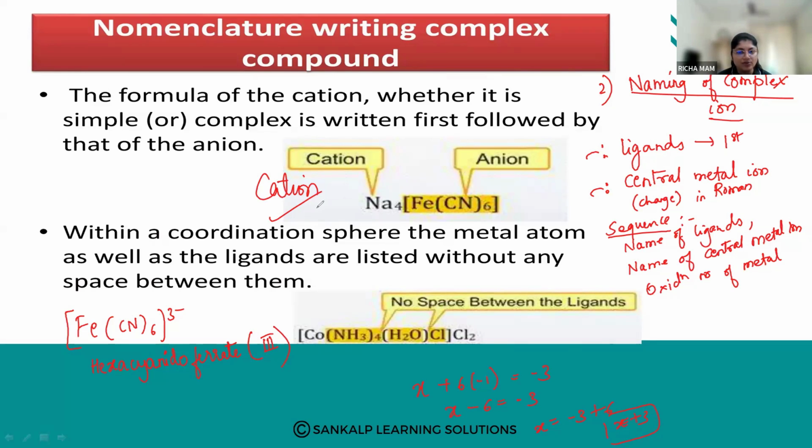Next, the second rule was naming of the complex ion. First you have to name the ligand, then the central metal ion, and then give the oxidation number of the metal ion. So this is the second rule. Next, how to name the ligands. So these were the two main rules.